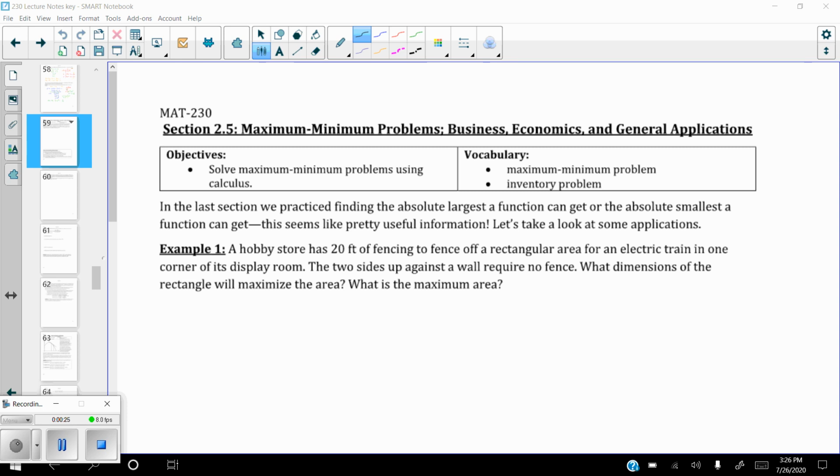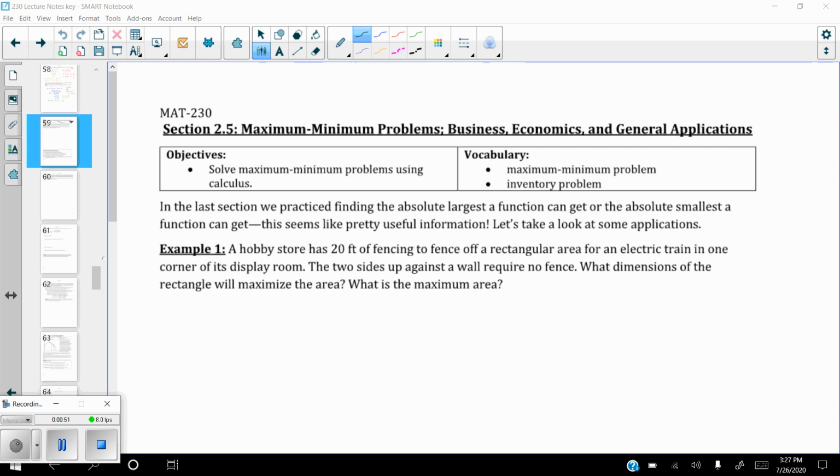Okay, and as you can see, there's a lot more space for each problem. That's because they are word problems and they do take a little bit more work. So we're going to try and take these slow. Our objectives are simply to solve max and min problems using calculus. Vocabulary: maximum, minimum problems. We've actually seen maxes and mins before. And the last problem that we're going to do is an inventory problem, so we'll go over some things there because some of that might be kind of new.